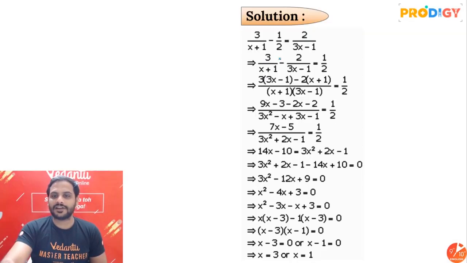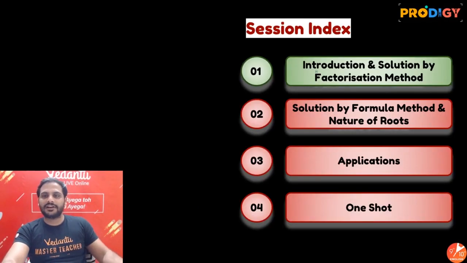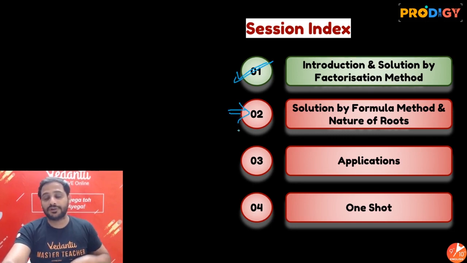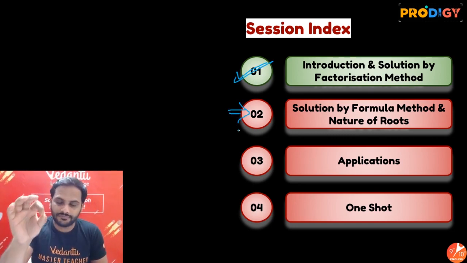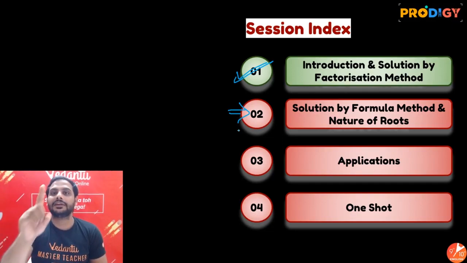Alright beta, so these are the topics given. So we have finished our first topic. In the next session, we'll be talking about solution by formula method and the nature of roots. Very amazing, very interesting, and the most important topic.